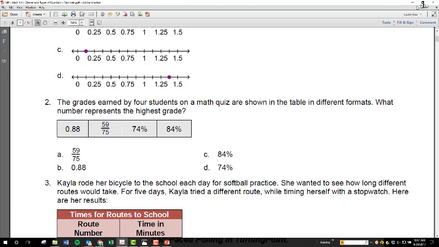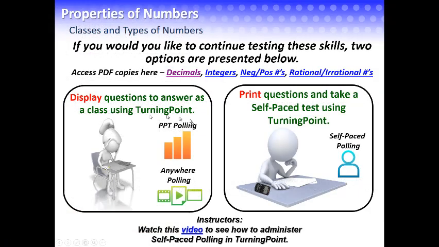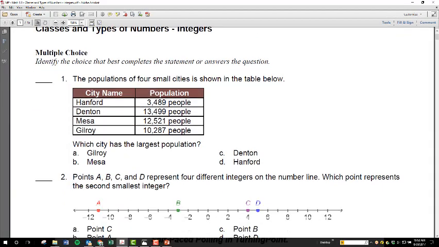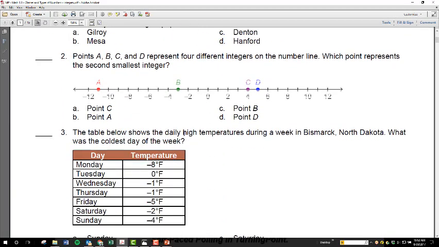So here's a couple of the different options that we have available. You can display the questions on PowerPoint or anywhere polling if you're using the Turning Point software. You can actually do this as a self-paced test where you give the students a paper copy and then they answer with Turning Point. So lots of different options right there. There's a video to show you how to poll in the different options right there. So even if you're not using the technology, again, you can print off these tests and then grade them by hand, but no one wants to grade by hand, so might as well use the technology to simplify that a little bit.